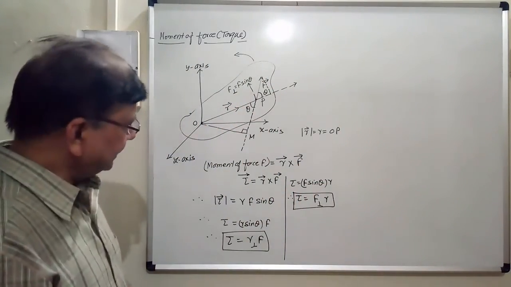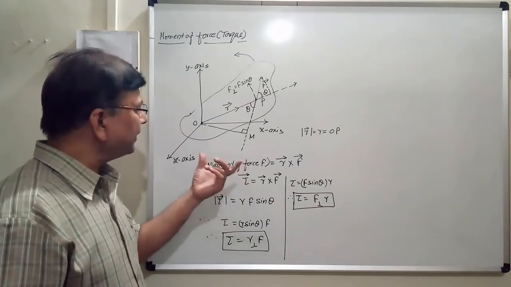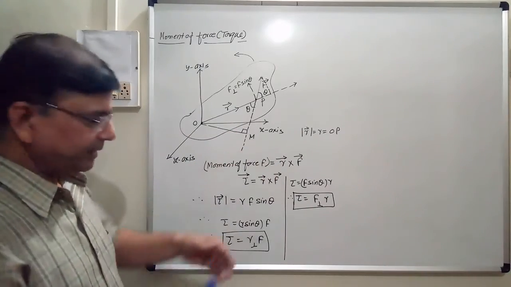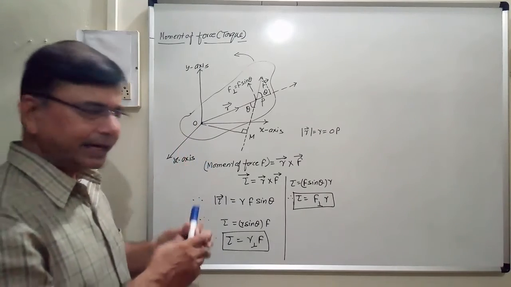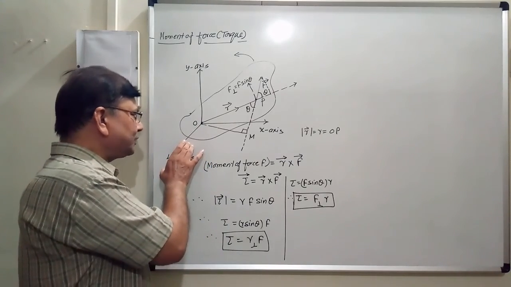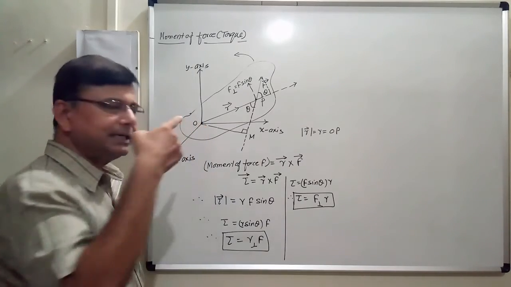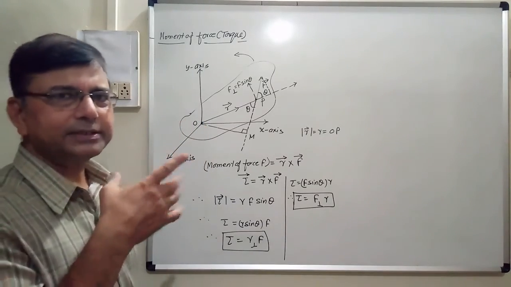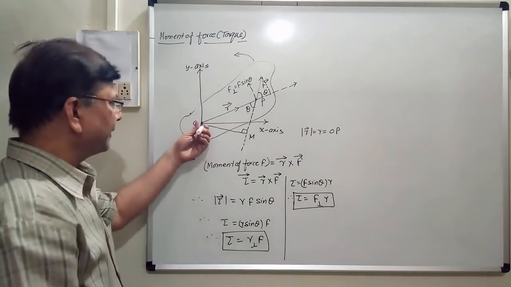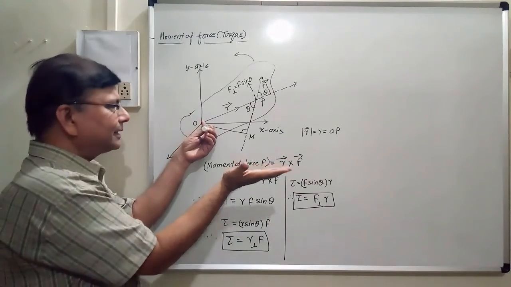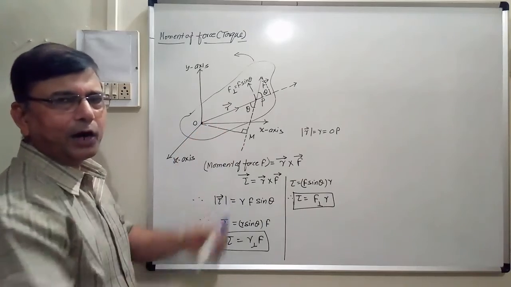It means the tau, the moment of force or torque, will be perpendicular to this board. It will be either inside or outside. That is, the direction of this torque will be along the z axis, which is the axis of its rotation. Since anti-clockwise movement is there, using the right hand thumb rule, the direction of tau will be outside the board.